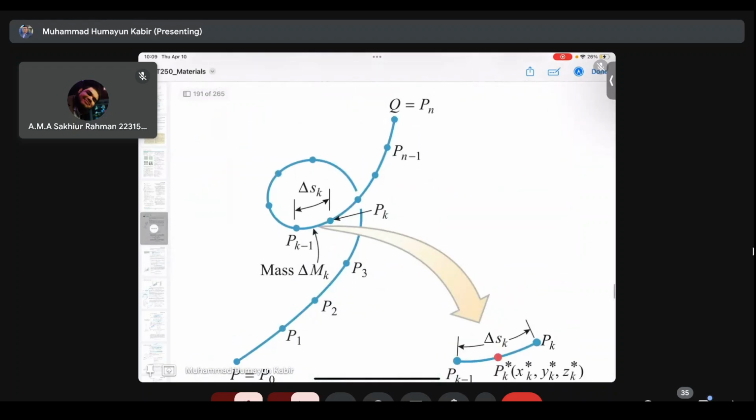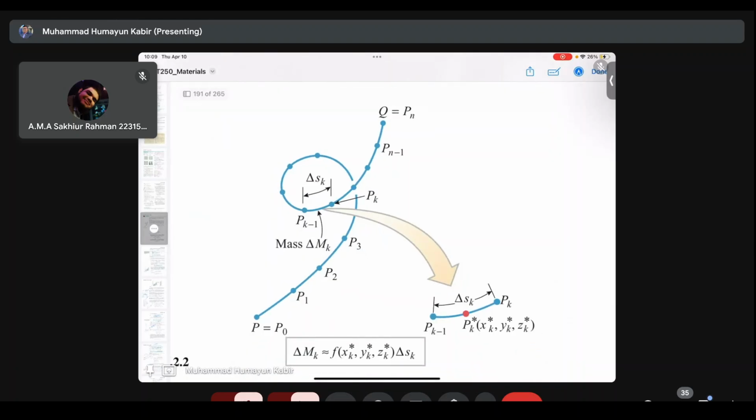Look at here. If you have a curve like this and you divide it into small parts, this part is called ds. Let me use a different color. This part is ds. Now, what is this length? Because it is a part of a curve, you may use the formula of arc length.